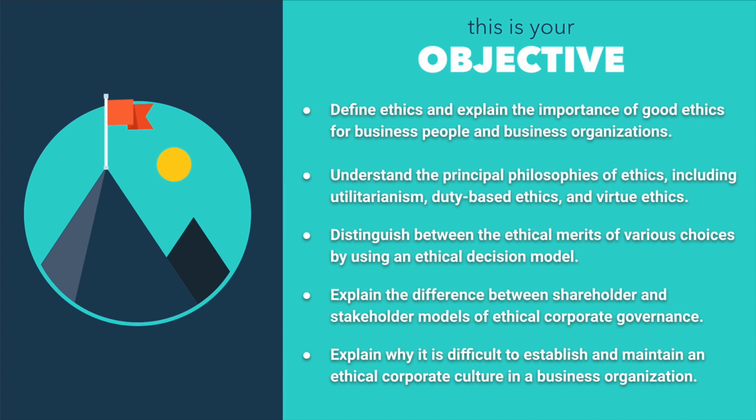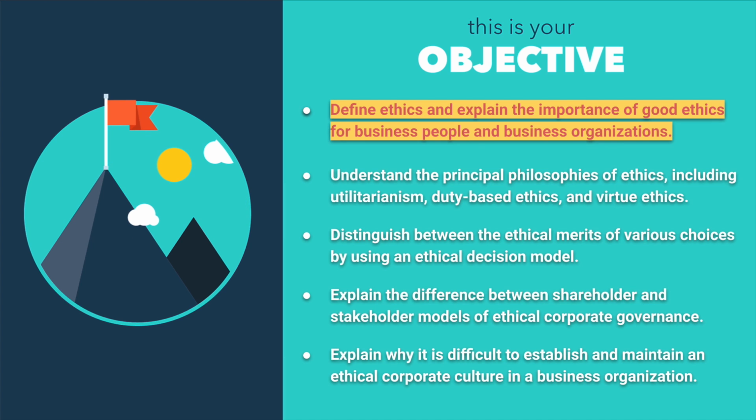We should be able to explain the difference between shareholder and stakeholder models of ethical corporate governance. And we should be able to explain why it is difficult to establish and maintain an ethical corporate culture in a business organization. Overall, the goal of this chapter is to introduce you to the differences between legal and ethical compliance and ethical excellence by taking a closer look at philosophical perspectives that apply to businesses, business people, and the role of business organizations in society.